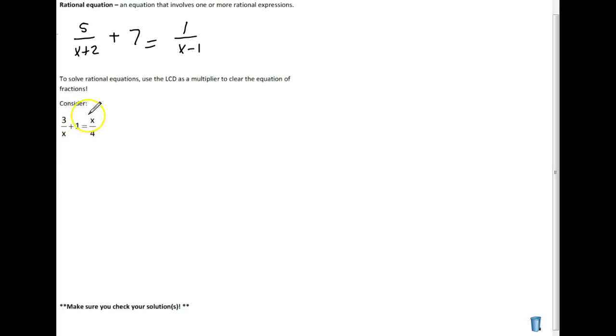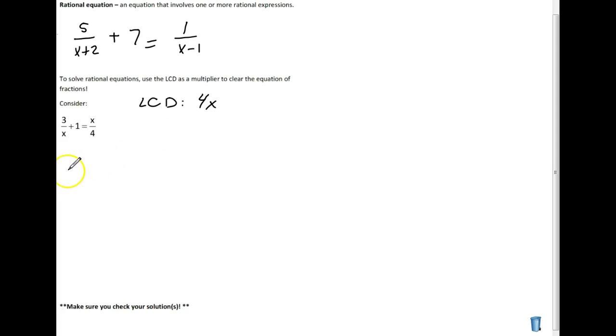So first things first, let's look at this one, 3 over x, and then plus 1, that equals x over 4. The first question is, of course, what is the LCD for all of these fractions? Well, the denominator here is x, the denominator here is 1, and the denominator here is 4. You can get a common denominator if you multiply all denominators together, 4 times 1 times x, which in this case is 4x, and it just so happens that that's the least common denominator in this example too.